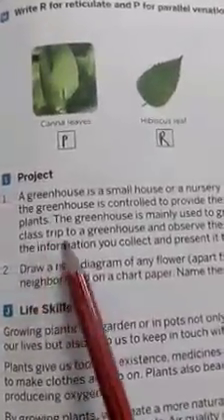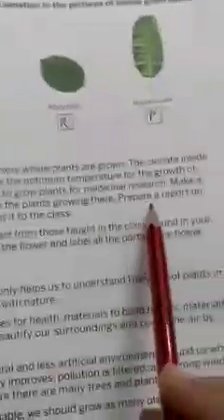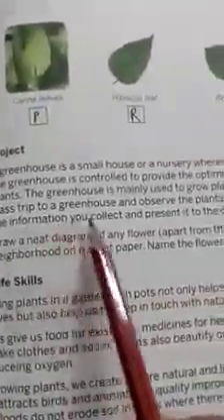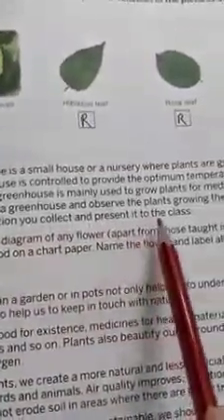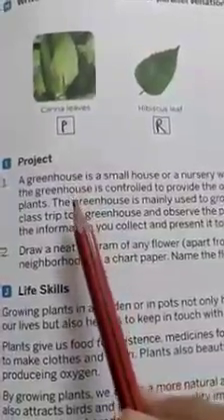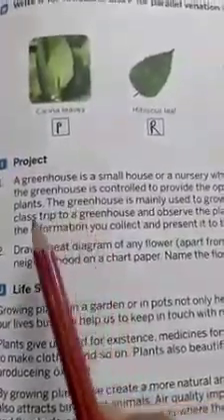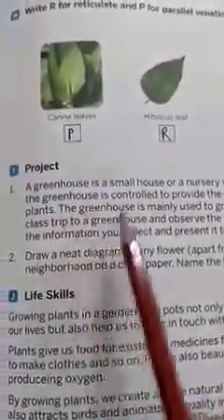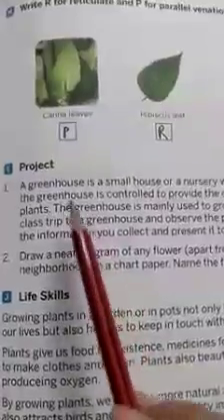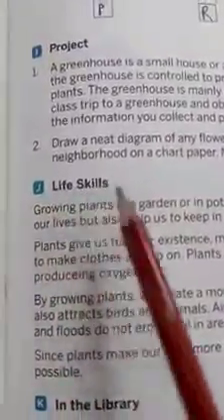Make a class trip to a greenhouse and observe the plants growing there. Prepare a report on the information you collect and present it in the class. Dear students, you only have to write a short note on the greenhouse. A trip is not possible right now. So dear students, you can only write a short note on the greenhouse and what the uses of this house are. Now come to the life skills.